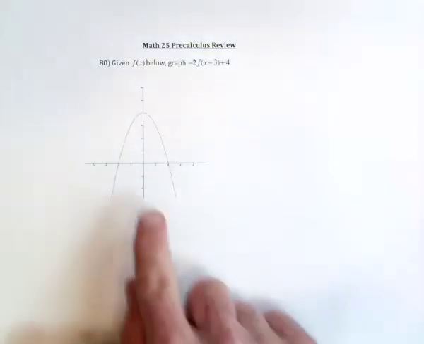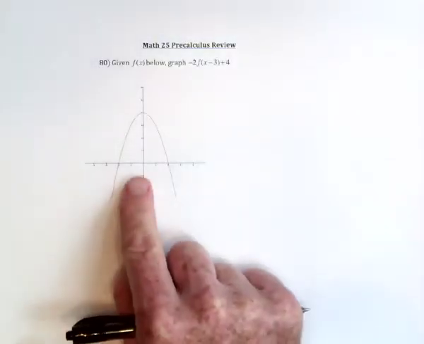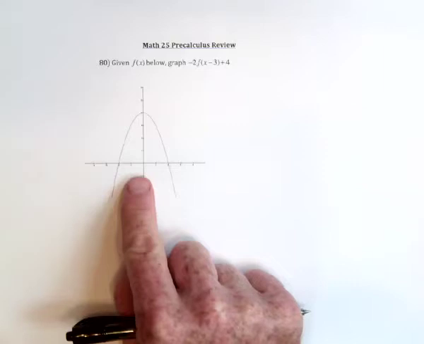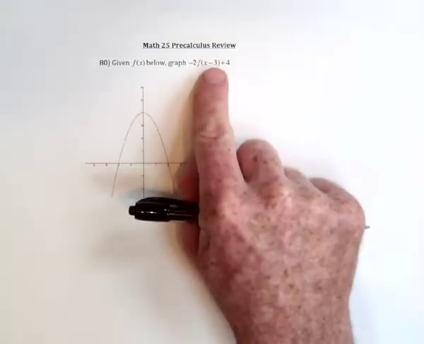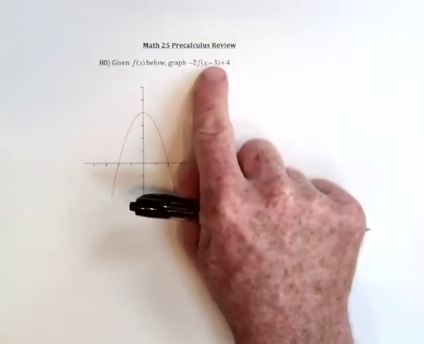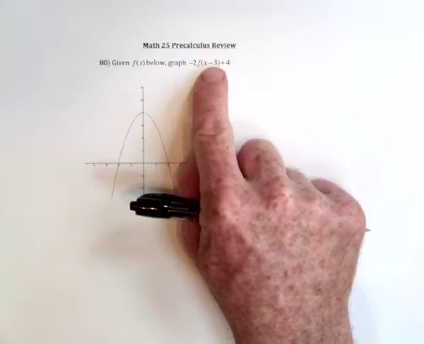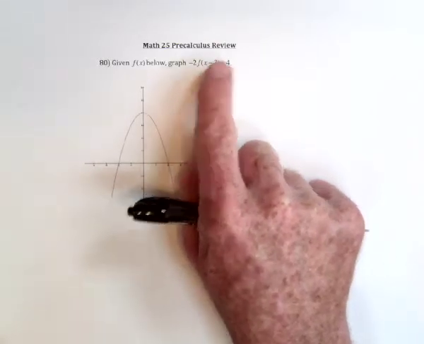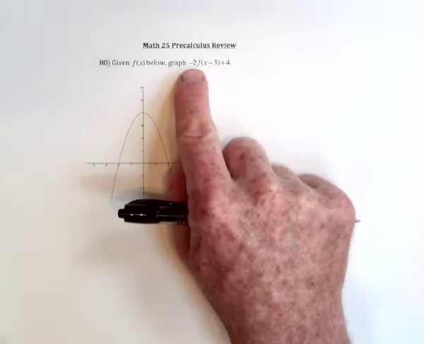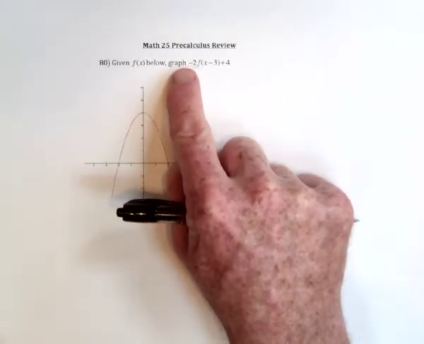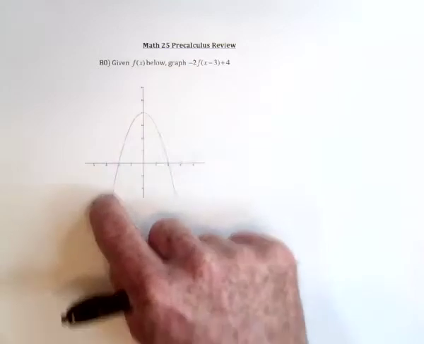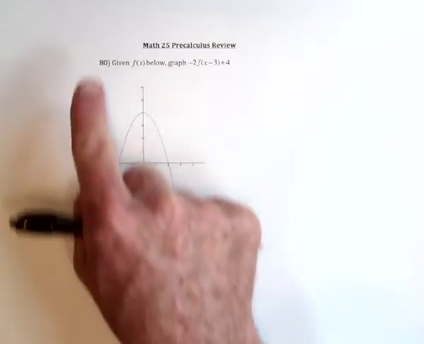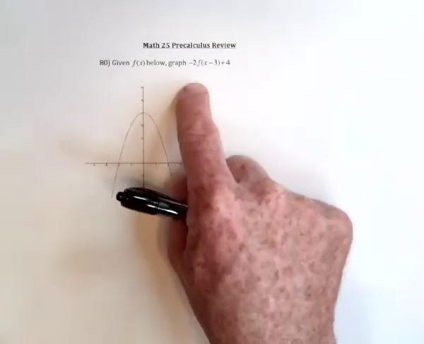So given this parabola right here, we need to shift it. According to the x minus 3, that's going to shift it to the right. The plus 4 will shift it up by 4. The 2 will make it twice as tall as usual. And the negative will invert it. Instead of it going like this, it's going to go like this.